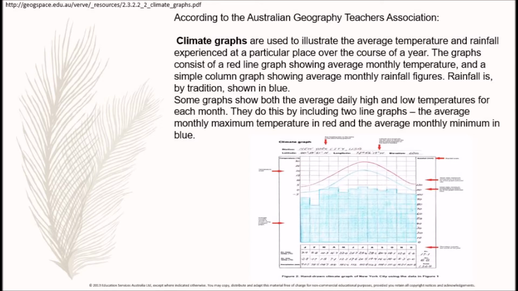Some graphs show both the average daily high and low temperatures for each month. They do this by including two line graphs, the average monthly maximum temperature in red and the average monthly minimum in blue. Get ready to pause the video for a pretest. Let us see where your current level of understanding is at.